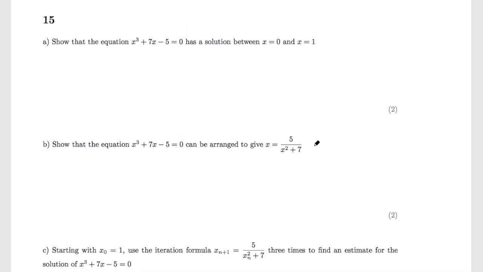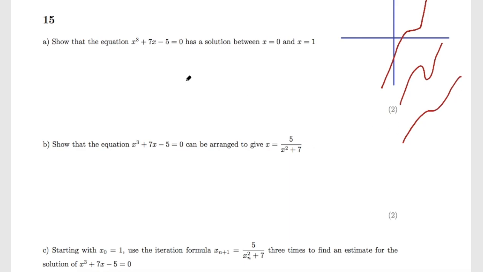Okay, question 15 says, show that the equation x cubed plus 7x minus 5 equals 0 has a solution between x equals 0 and x equals 1. So this is a cubic. So if we were to graph this quickly, or do a quick sketch, a cubic generally looks like this, or has a shape like this. So it goes across and then down. So it's like a squiggly shape. Sometimes it can go up and then down like that as well. And sometimes it really has a really shallow dip in it.